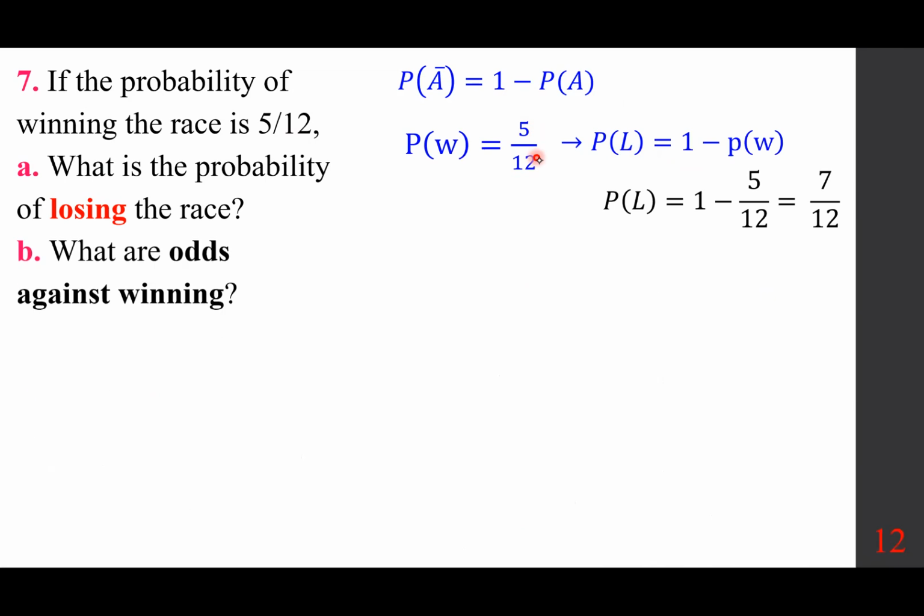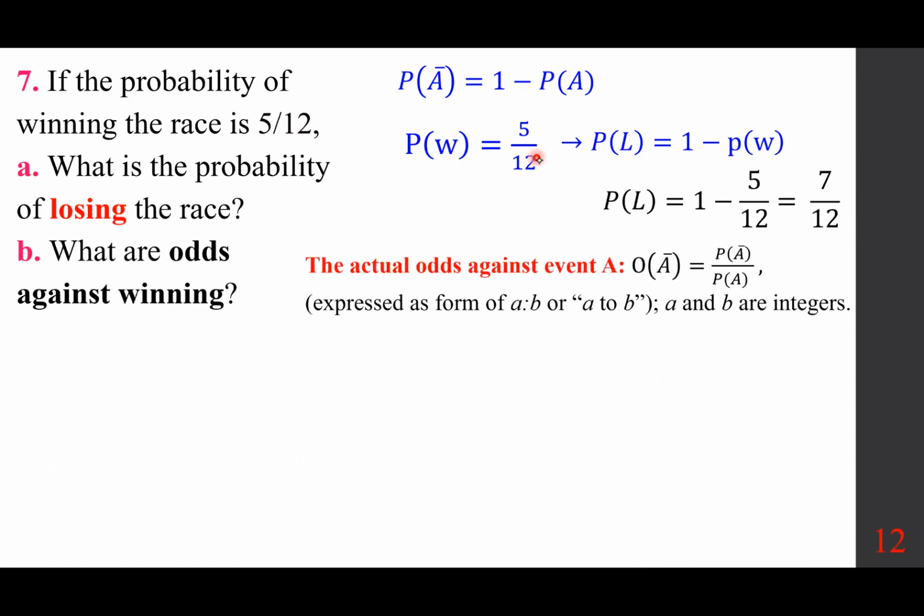What are odds against winning? So let's look at the definition of odds. The actual odds against event A, we put O as odds and we put A complement, or A not, or A bar, is probability of A bar over probability of A. And we express it in the form of A colon B or A to B, and they are integers. We don't simplify, we don't use decimals. Okay, we may use fractions, but we use them with integers.